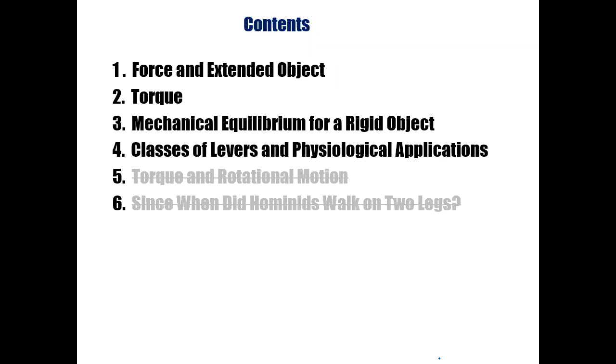In section 3, we bring back the equilibrium, but this time we will consider rotational motion as well, because the torque, or the turning effect of the force, will start rotating the object. So complete equilibrium will be when the object is not only not moving linearly, but also not rotating about a fixed axis.